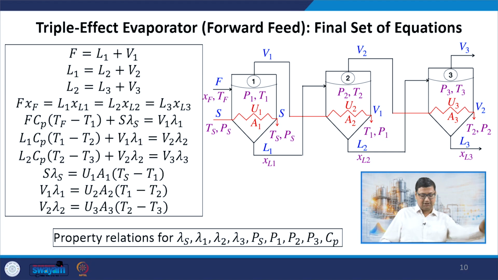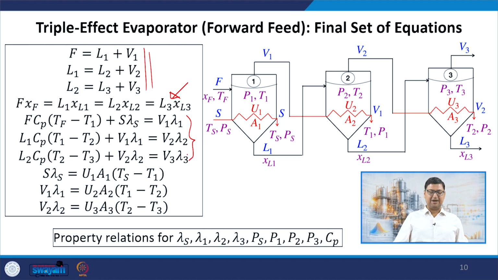So this is the final set of equations. I have not written the property relations. Just keep in mind that those are also there for the latent heat, for the pressures, and the heat capacities we can get from the property relations. But these are the most important equations now. So now we have three overall mass balances. We have three solute mass balances. We have three energy balances, and we have three heat transfer equations or heat exchange equations.